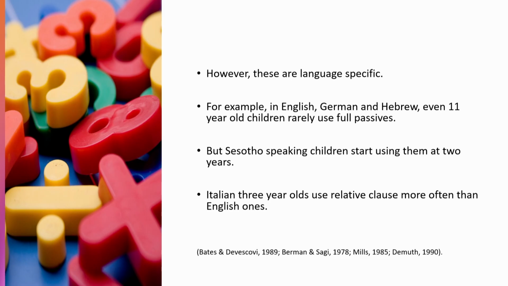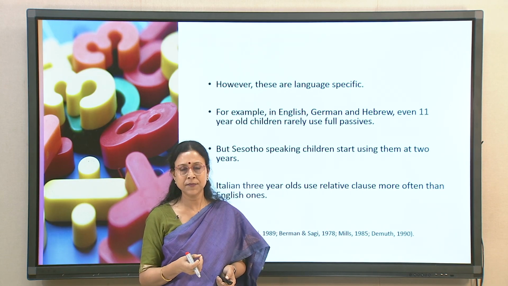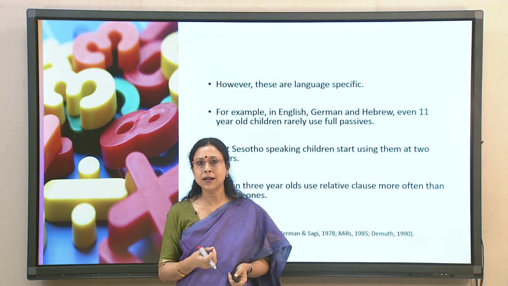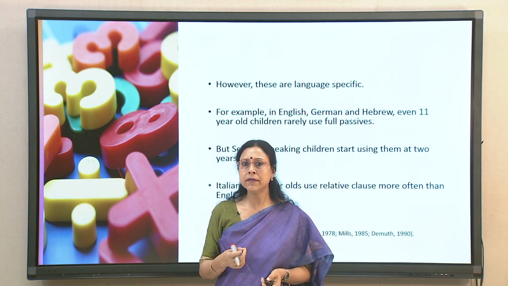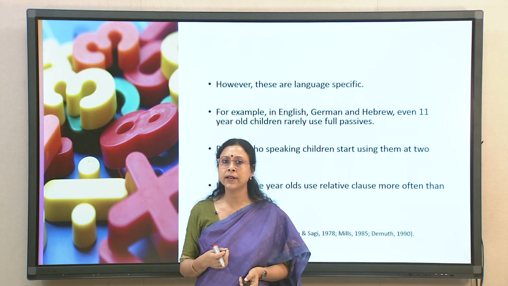As I was just saying, the data I was talking about comes primarily from English, but if we look at other languages, this might not be the case. For example, what we have found in the literature is that in English, German and Hebrew, even 11-year-old children rarely use passive, because it is not a canonical structure. Just because grammar has that possibility does not mean we need to use it. Even 11-year-olds were found to be using them very rarely.